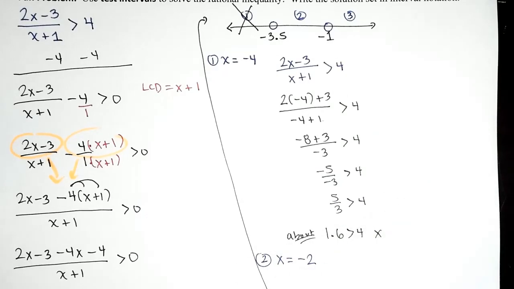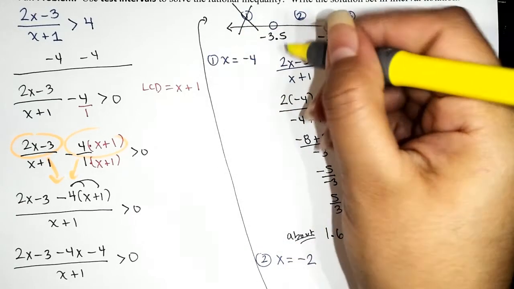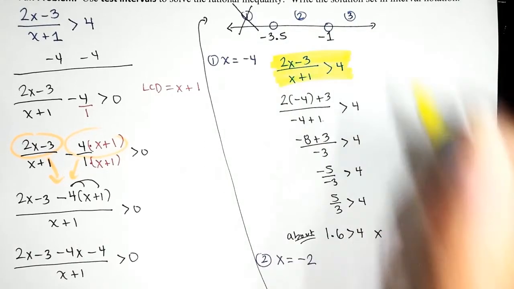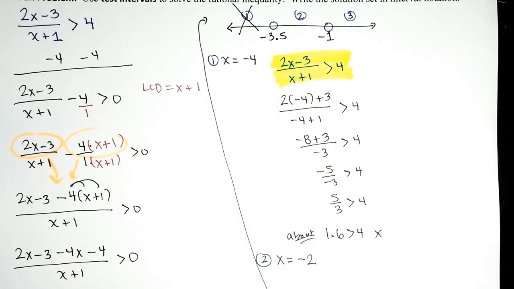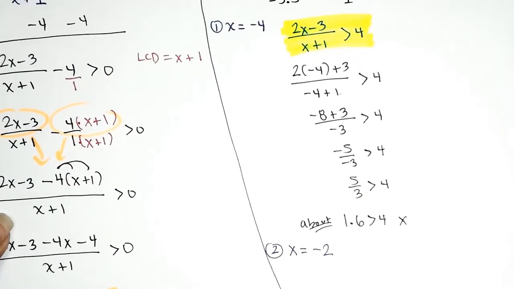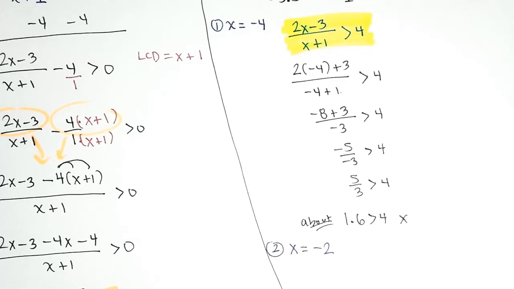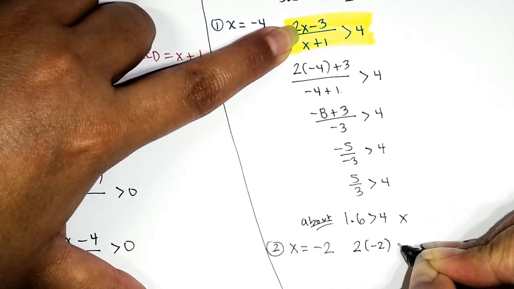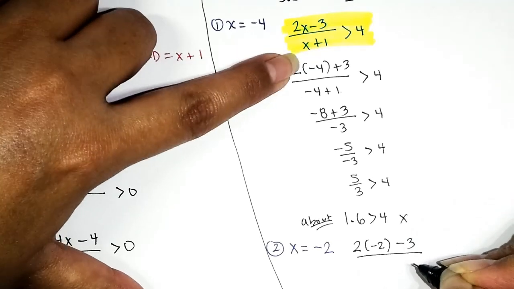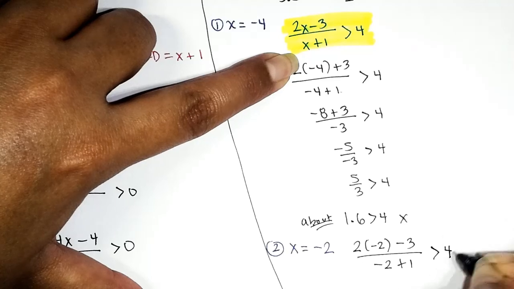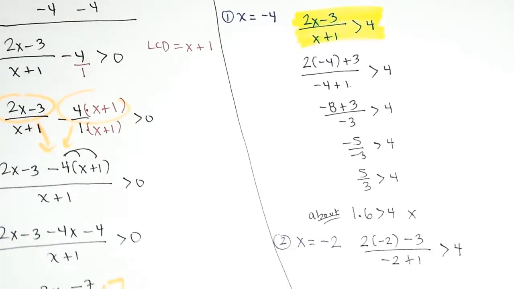You can pick whatever you want. And we're going to use that same inequality. The only thing I ask is, no matter where you plug it in, please write it at least once. Okay, and then I'll assume that you're going to keep using that same one. Okay, so we have 2 times x, which is -2, minus 3 over x, which is -2, plus 1 is greater than 4. Okay, I'm really running out of space.